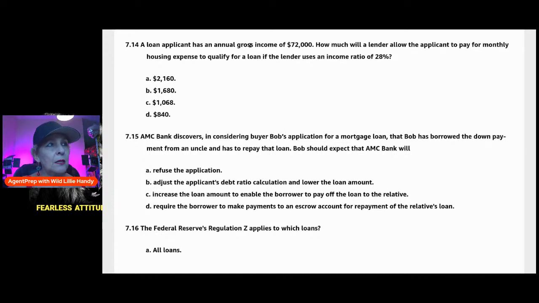So it says it's a gross income, and then pay monthly housing expense. How much can they qualify? Allow the applicant to pay monthly to qualify for a loan if it's 28%. So you divide it by 12. Okay, and then you multiply by the percentage, move the decimal back 2 spaces, 0.28. And you come up with B. Way to go, Ruth. 1680.